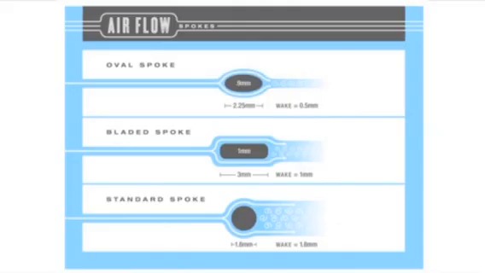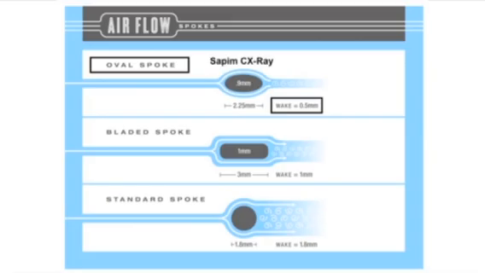These aerodynamic charts here will give us some pictures of spokes. The top one being an oval spoke. And here we see a pretty aerodynamic picture. We see a small wake of about 1/2 millimeter trailing behind the spoke, about 1/2 millimeter of unstable turbulent wake. These, by the way, are Sapim CX-Ray spokes, one of my favorite spokes.